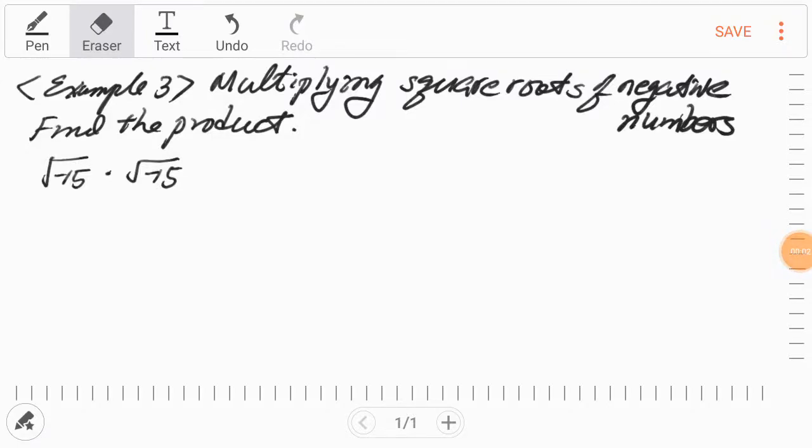In this example, we will multiply square roots of negative numbers. So let's multiply these two numbers. Square root of negative 15 becomes square root of 15 times square root of negative 1, which becomes an i, times square root of 15, the same thing. And then negative with the square root becomes i.